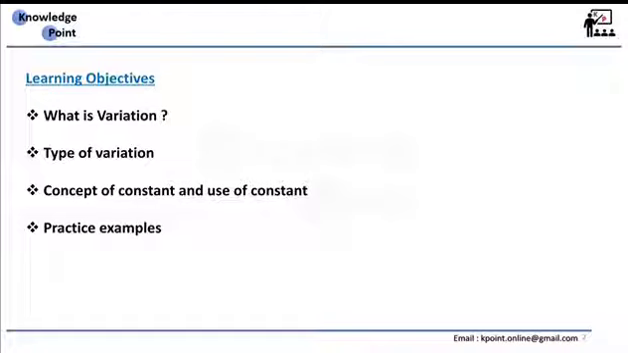Today's learning objective is to understand what is a variation, types of variation, the concept of constant and use of constant, and of course a few practice examples. Today we will focus more on direct variation.